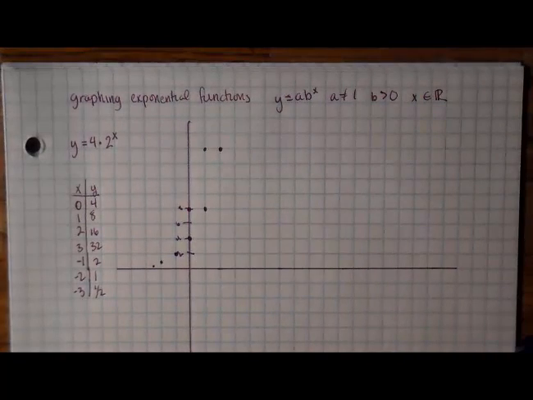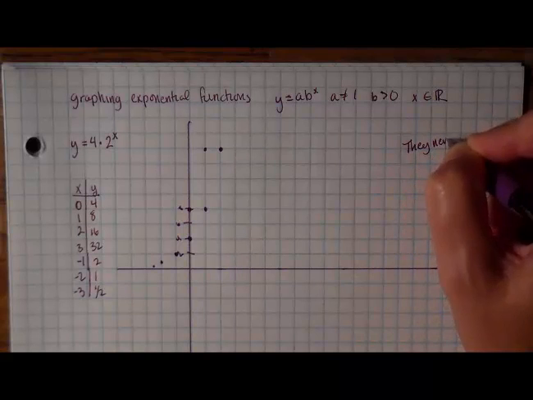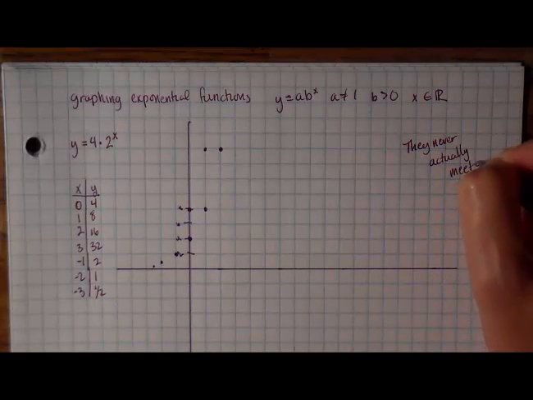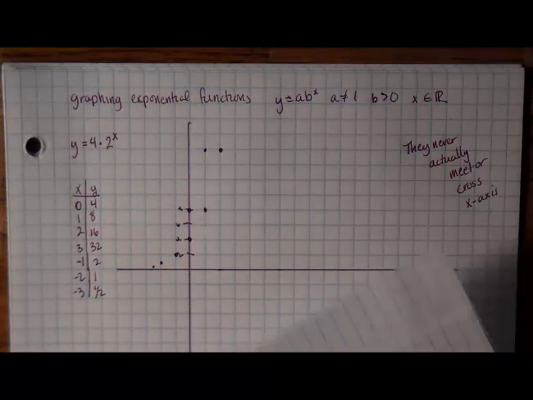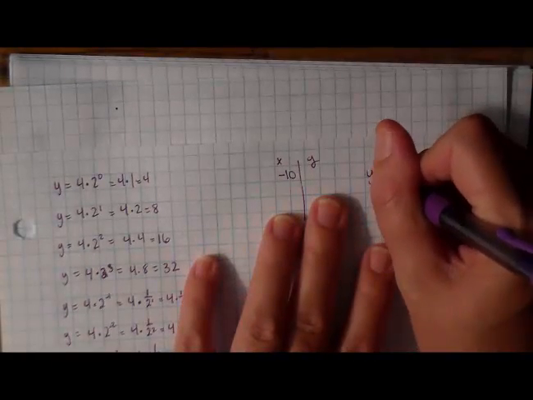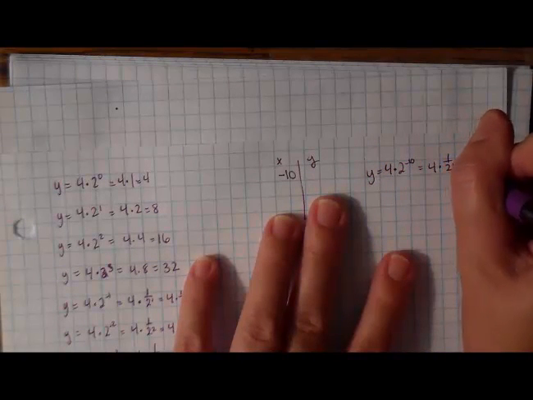Now, an interesting thing about exponential functions is they never actually meet or cross the x-axis. And here's why. Let's say I decide to plug in a really negative number, because as you can see I'm moving down further. Let's say I plug in negative 10. I would have y is equal to 4 times 2 to the negative 10th, so that would be 4 times 1 over 2 to the 10th.